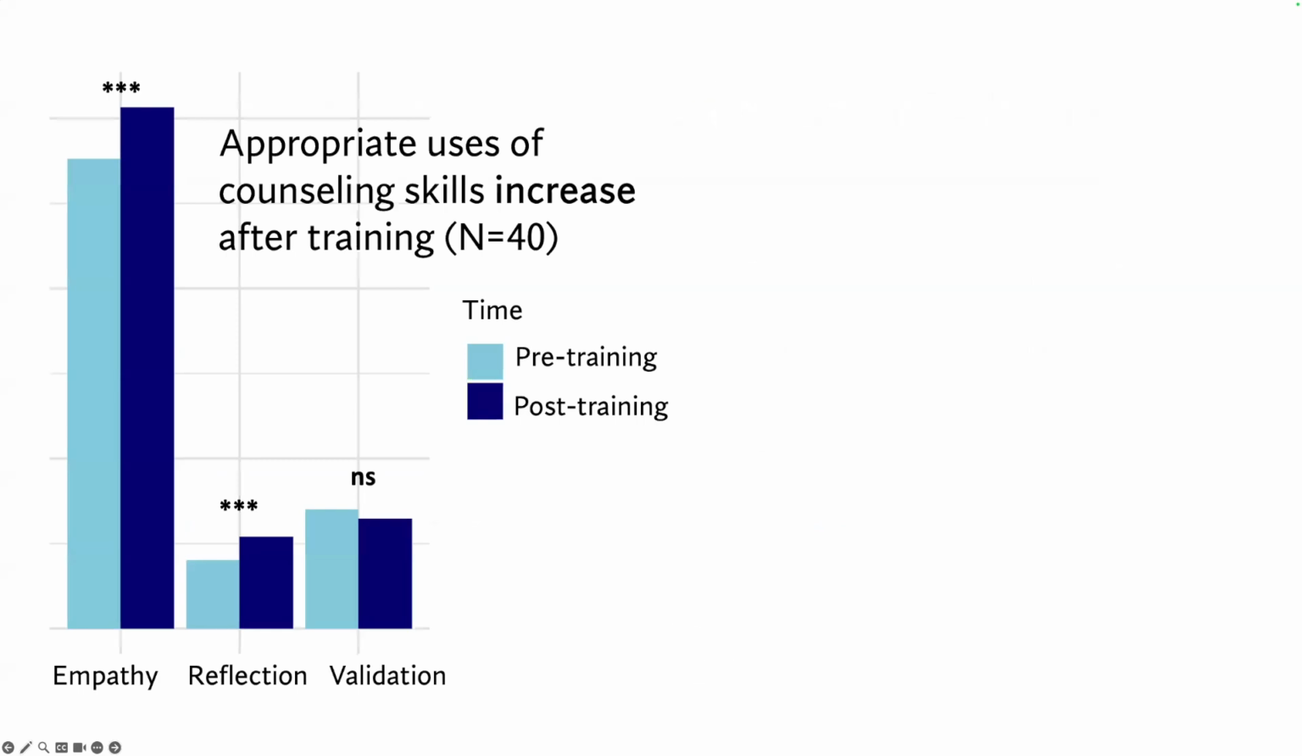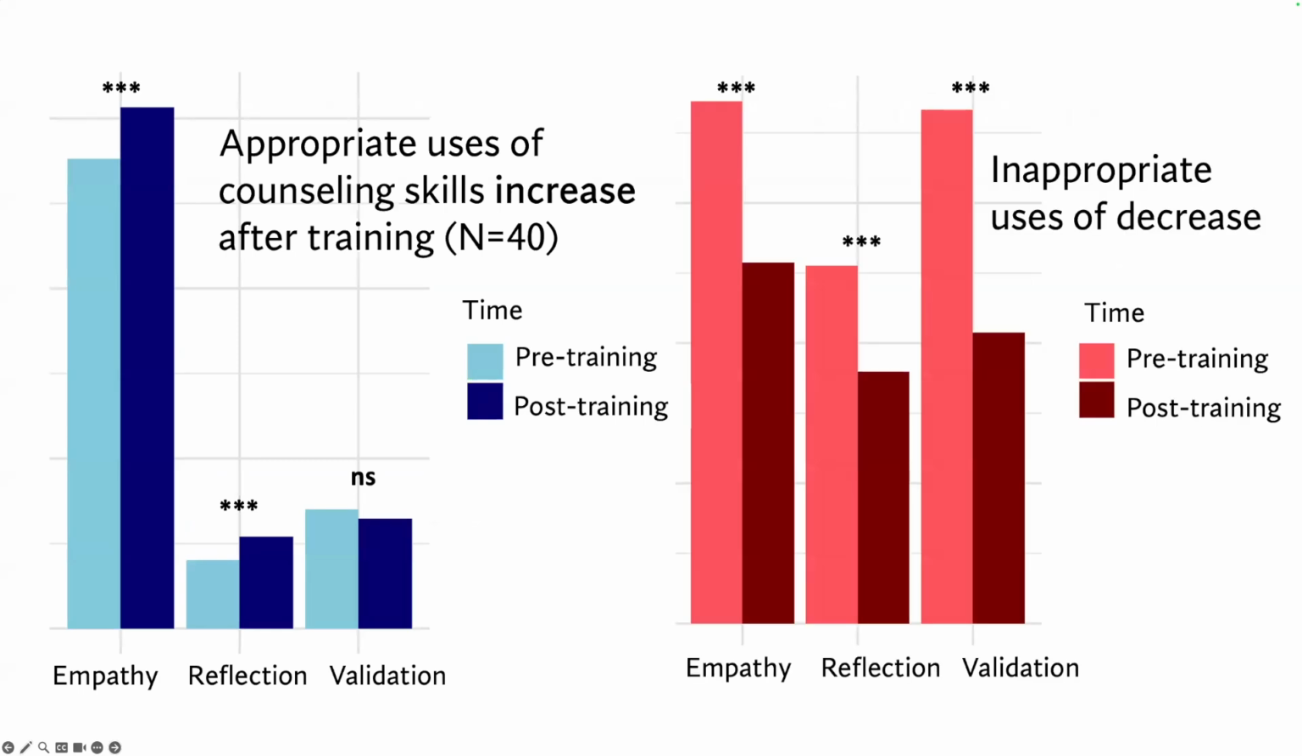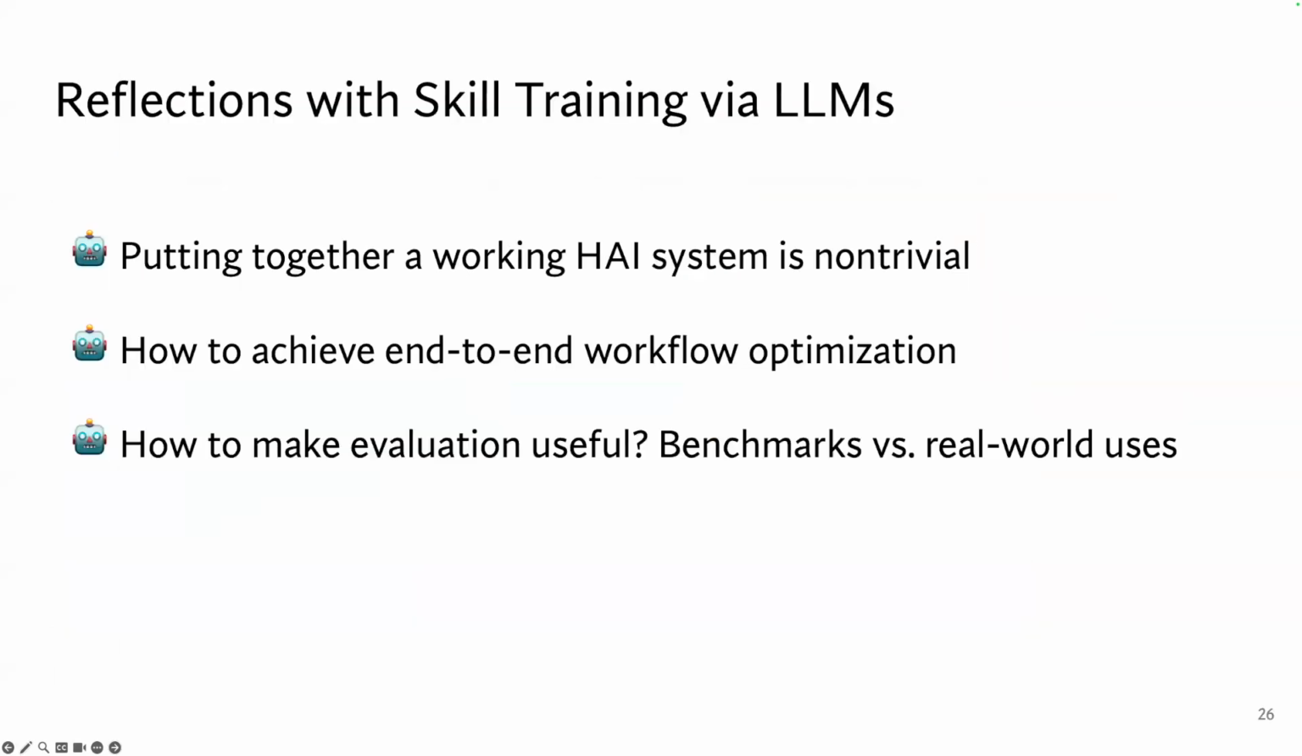A quick highlight of their skills before and after training. What we found is that appropriate use of counseling skills increased after training, and inappropriate use of skills decreased. And then right now with the deployment, we are also looking at the students' learning gains to see whether practicing with these systems would really increase their self-efficacy, skill use, as well as translating to their later practices. And the deployment is still going on for about 6 months so far.